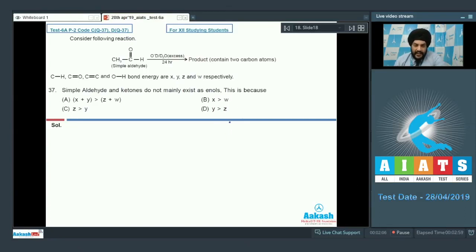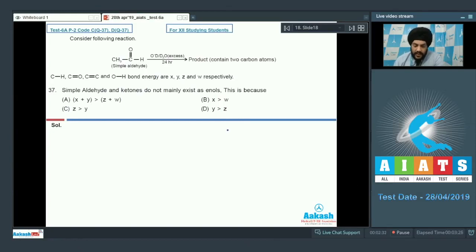So we have been given a reaction in which a simple aldehyde is allowed to react with OD minus in presence of D2O, and it is kept there for a prolonged time interval. And it is further given to us that the product contains only two carbon atoms. So we have been given that the CH, CO, CC and OH bond energies are X, Y, Z and W respectively. In question number 37, the examiner says that simple aldehydes and ketones do not mainly exist as enols.